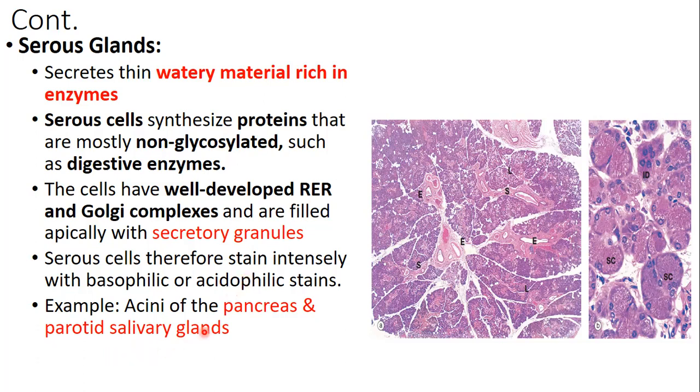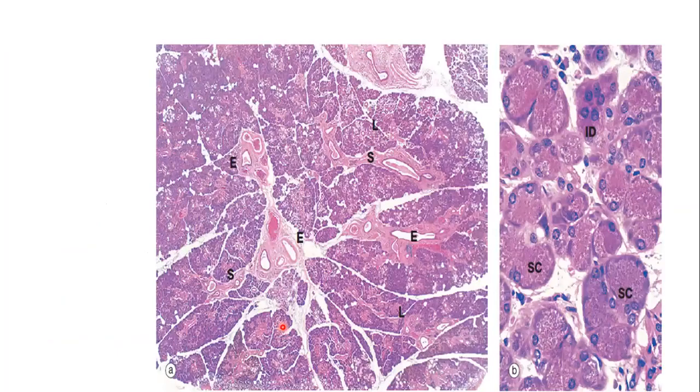Examples of where we can find serous producing glands are the pancreas and the parotid gland. The parotid gland is another gland of the salivary system. Okay, just below the ear, we have parotid glands below and behind the ear. The last one is a combination now.